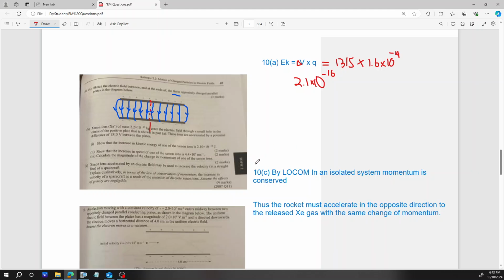Show that the speed of one of the xenon ions is this. Well, you can rearrange your EK formula. The EK formula starts off looking like this: half m v squared. You can multiply by 2 to get rid of the half, divide by the mass, and then take the square root. So you basically end up with the square root of 2 E over m.